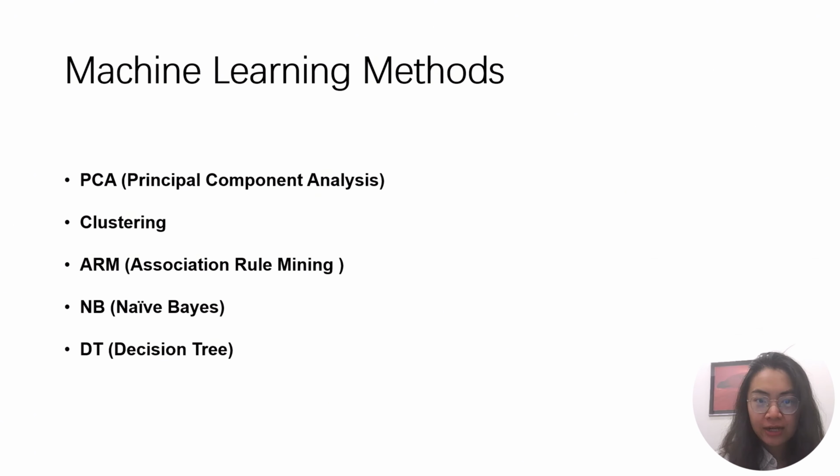So in this project, we tried multiple machine learning methods, such as PCA, which is principal component analysis, clustering, which is very familiar to most of us, ARM, which stands for association rule mining, naive Bayes, and decision tree. I will introduce the main characteristics of each of those methods and the main results we got from them. Okay, let's look at the PCA first.